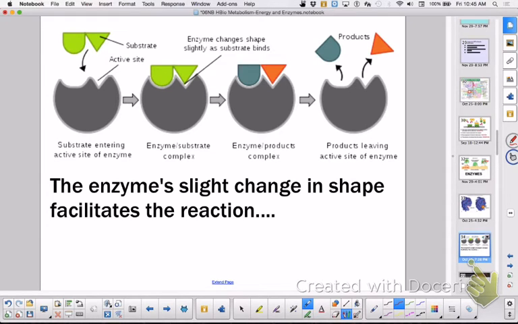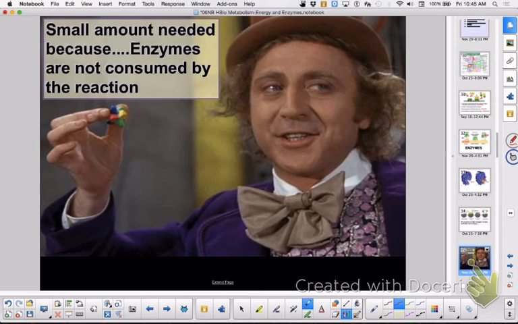Now, when you're an enzyme running around, you can be used once or multiple times. Multiple times. Because you can be used multiple times, again and again, you only need a little bit of enzyme to catalyze millions of reactions.